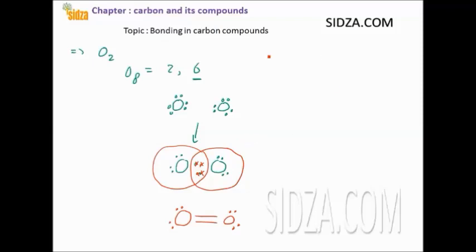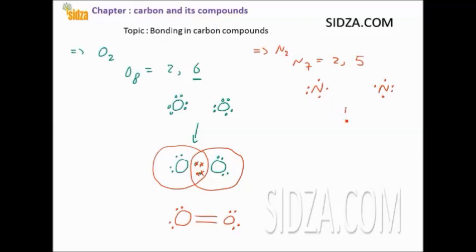Okay, fine. So let's take another example, the nitrogen N2 molecule. Nitrogen with atomic number 7 has the electronic configuration 2 and 5. So it has 5 electrons in the valence shell. It needs 3 more electrons. So therefore the valency of nitrogen will be 3. 1, 2, 3, 4 and 5. So a nitrogen atom has 5 electrons in the valence shell. Another nitrogen atom also has 5 electrons in the valence shell. To complete its octet, both nitrogen atoms require 3 more electrons.